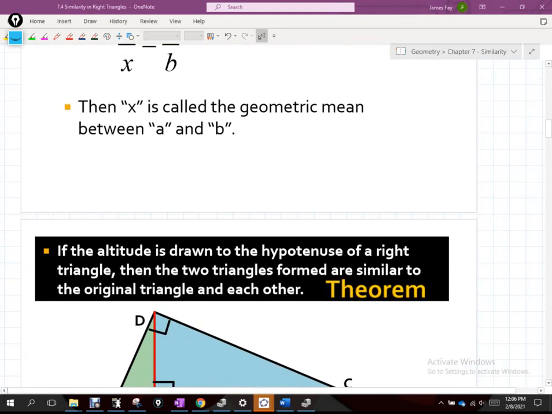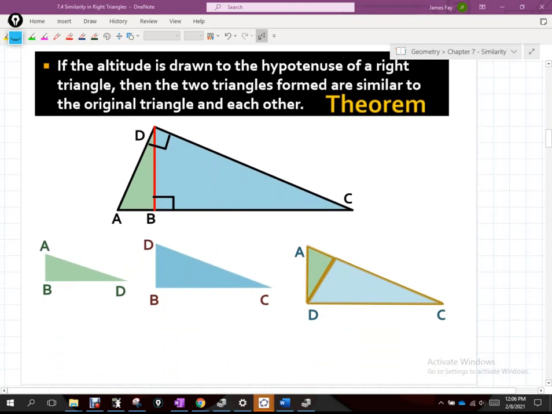When we talk about the word geometric, a lot of times, like when you're talking about sequences and series, it means ratio, means that we're multiplying. Okay? But this theorem says if the altitude is drawn to the hypotenuse of a right triangle, then the two triangles formed are similar to the original triangle and to each other. That's exactly what that demonstration was in GeoGebra.